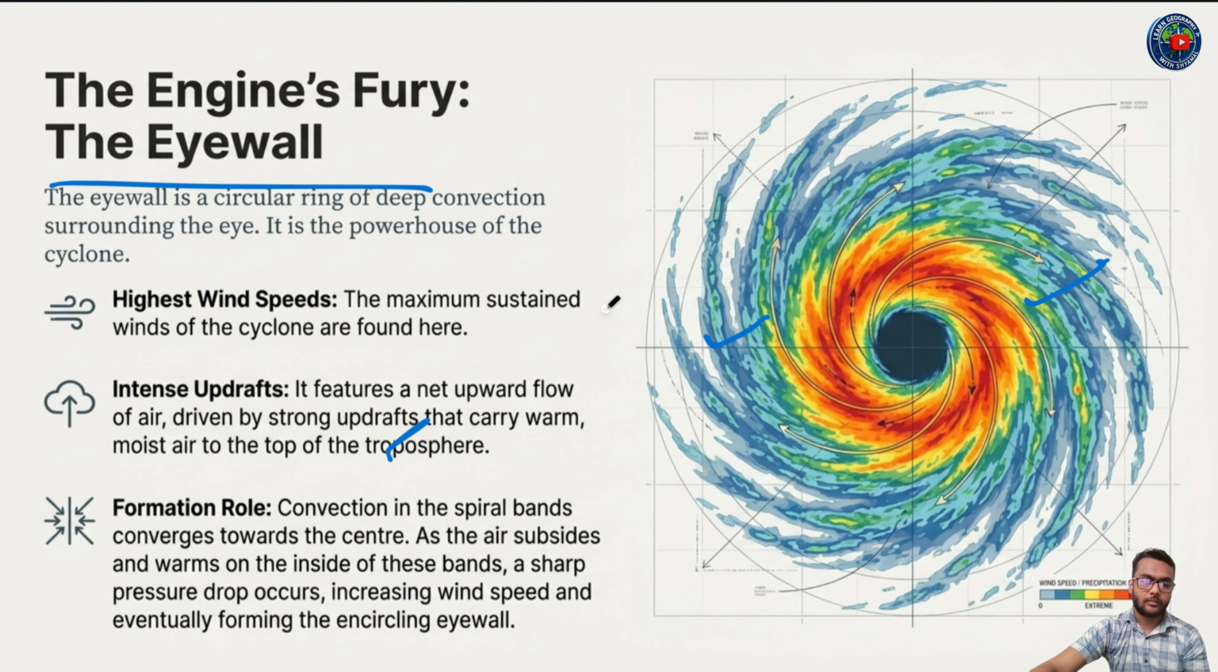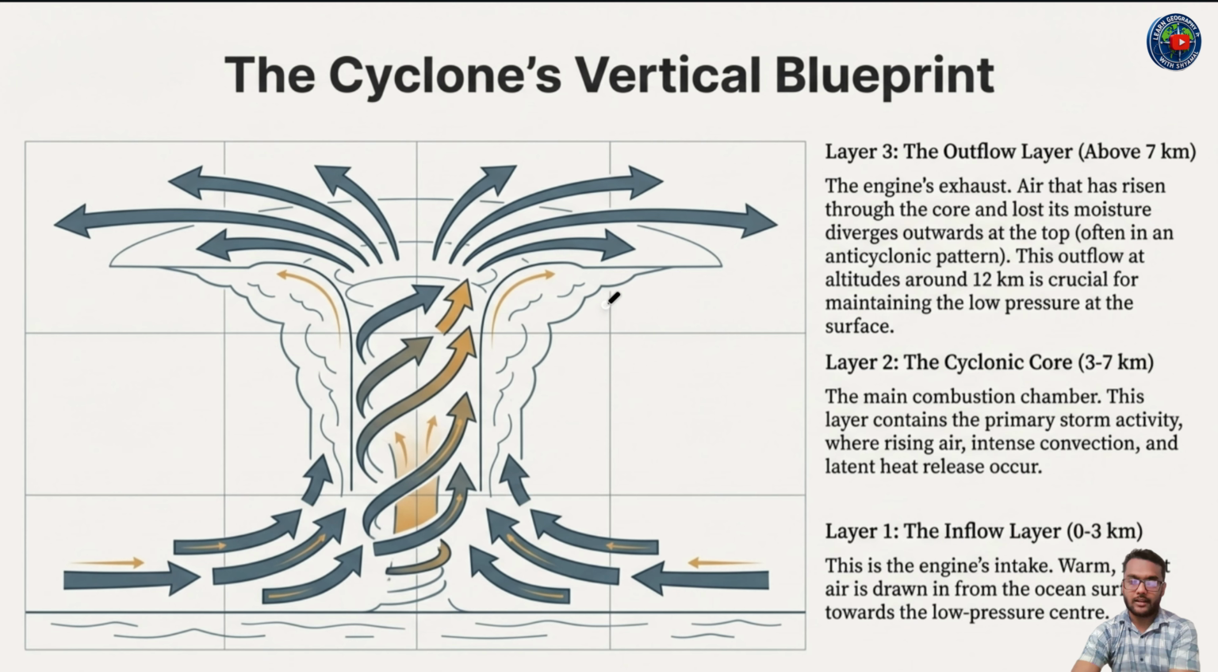Then the formation rule: convection in the spiral bands converges towards the center. As the air subsides and warms on the inside of these bands, a sharp pressure drop occurs with increasing wind speed, eventually forming the encircling eye wall.